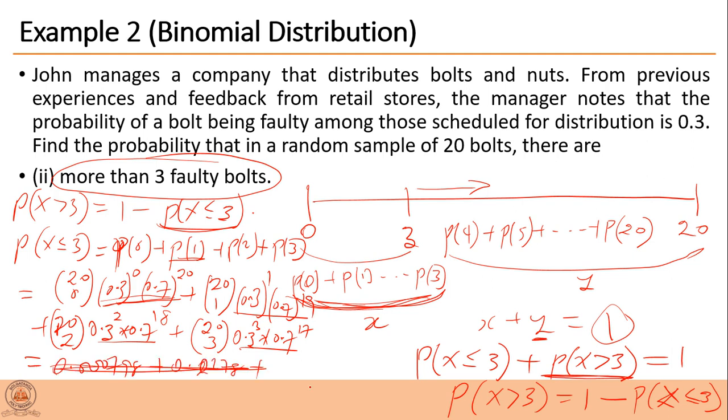Okay, so if you point your calculators, we should be getting for probability of 0 is equal to 0.000300798, plus probability of 1 is 0.00684, plus probability of 2 is equal to 0.0278, then probability of 3 is equal to 0.071604.